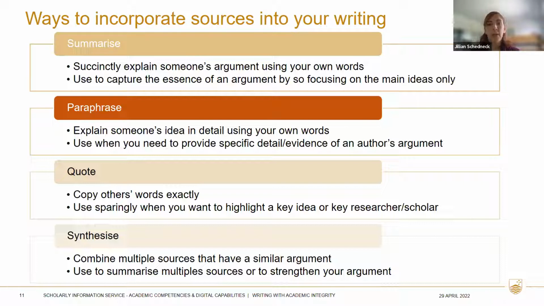Now the final one is synthesis, combining multiple sources that have a similar argument. That's going to show your wide-ranging research, right? If you're able to say there's consensus here, and you can cite 3, 4 names in the bracket or in the footnotes, that shows that, yep, there's consensus here. You have a strong argument to build off of in that case.